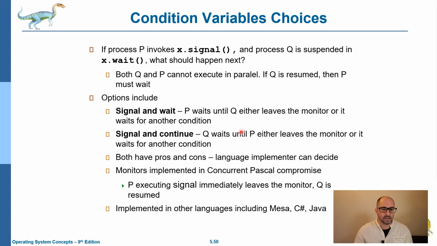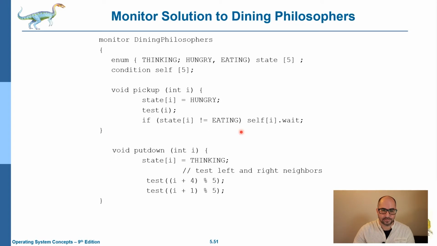So there are pros and cons to either side, and the concurrent Pascal, which we won't use in this course, is a compromise. But there are implementations that you may be familiar with. C# and Java are likely those that you've seen, with similar condition variables. So we can use a monitor to solve our dining philosophers.